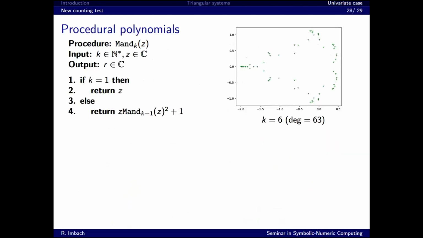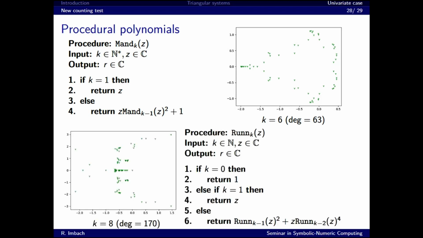So other kinds of polynomials that can be evaluated very fast are polynomials that are defined by a procedure. For instance, the Mandelbrot polynomial is defined by this recursive procedure. When we do 6 recursions, we obtain a polynomial of degree 63, whose roots are here. Another example is the Runge polynomial. The recursive procedure is here. When doing 8 recursions, we have a polynomial of degree 117, and the roots are here.